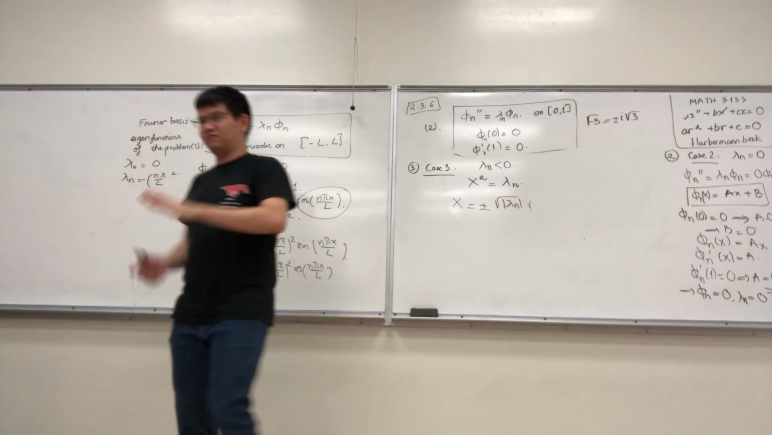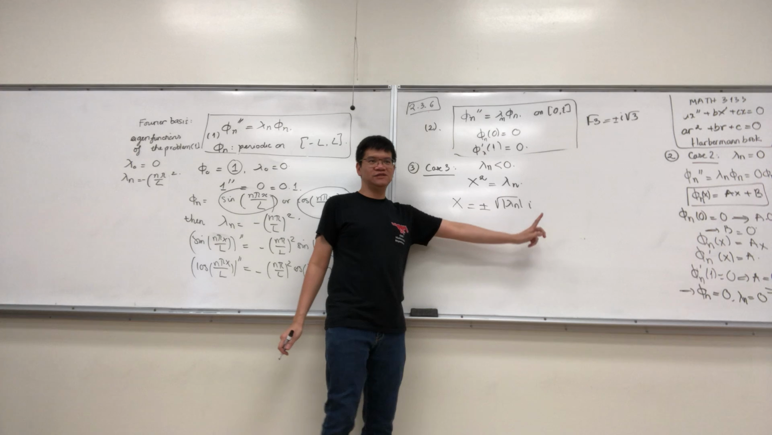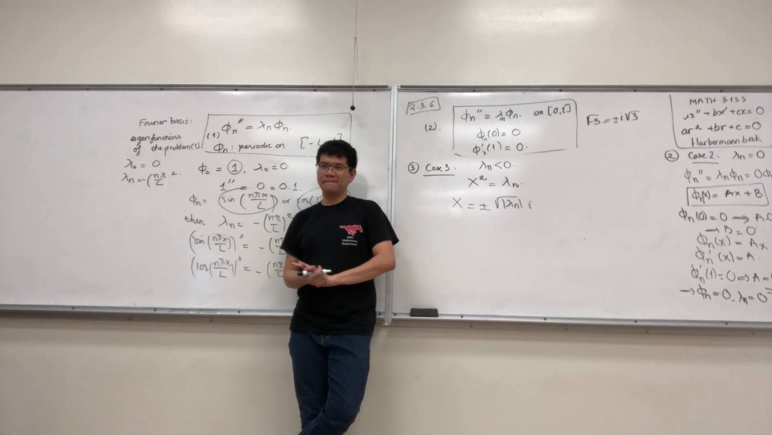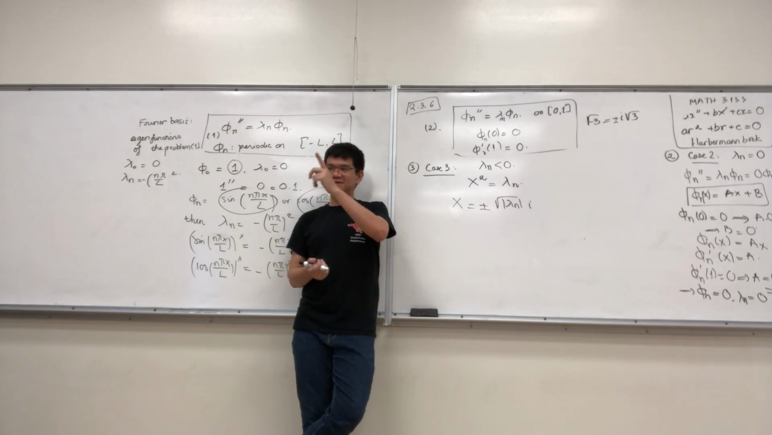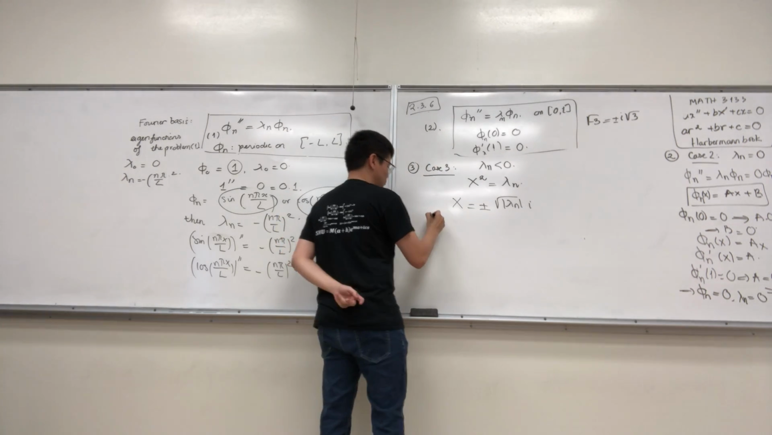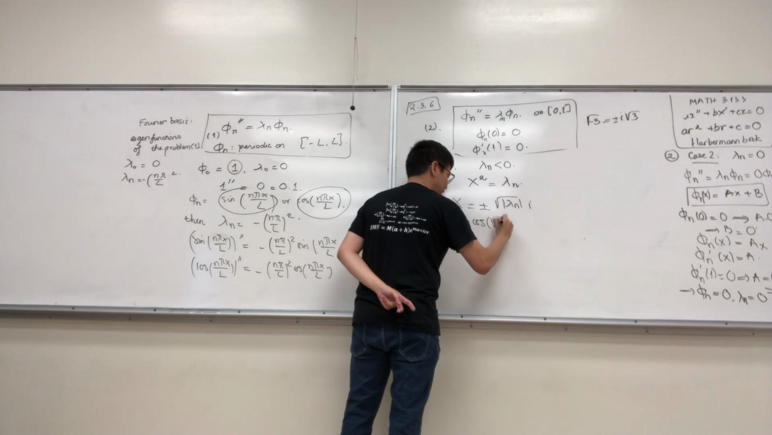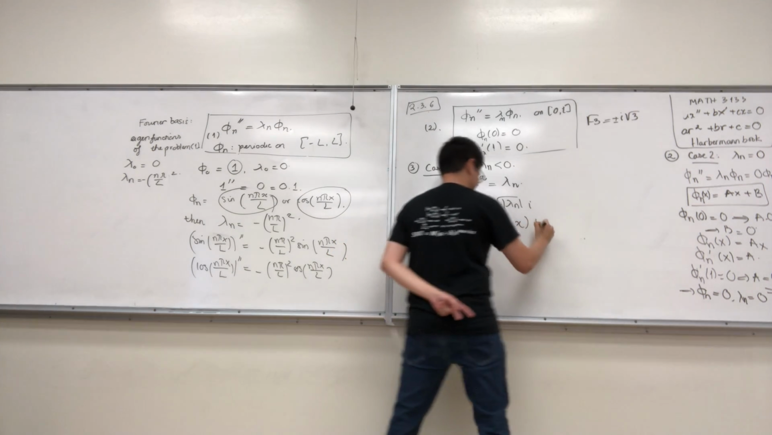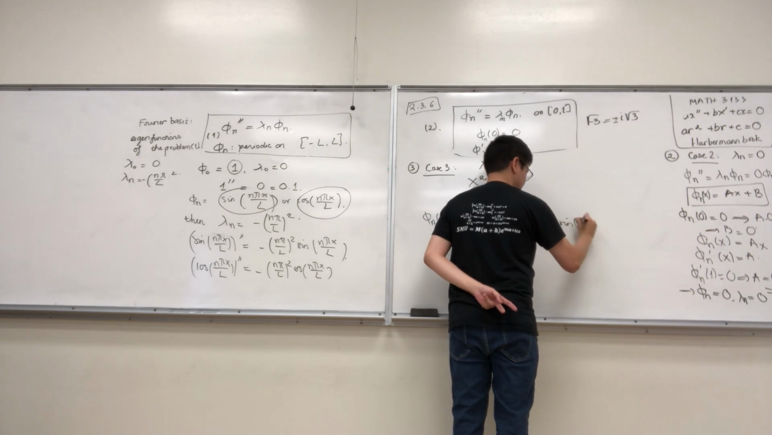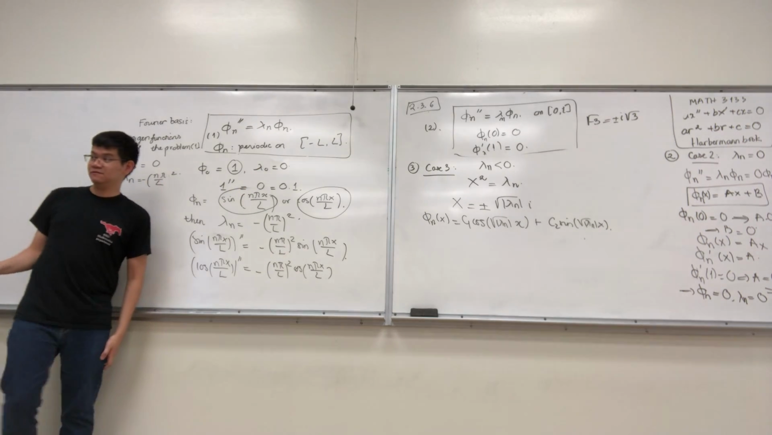Again, this is coming from solving a second order differential equation with constant coefficients. What are the two solutions associated to this? Something to do with cosine and sine. So the solution will be C1 cosine of square root of absolute value of lambda n x plus C2 sine of square root of absolute value of lambda n x. Alright? Is it clear?